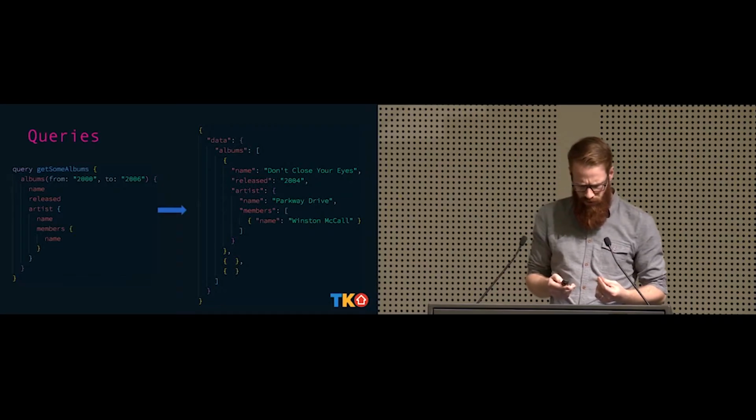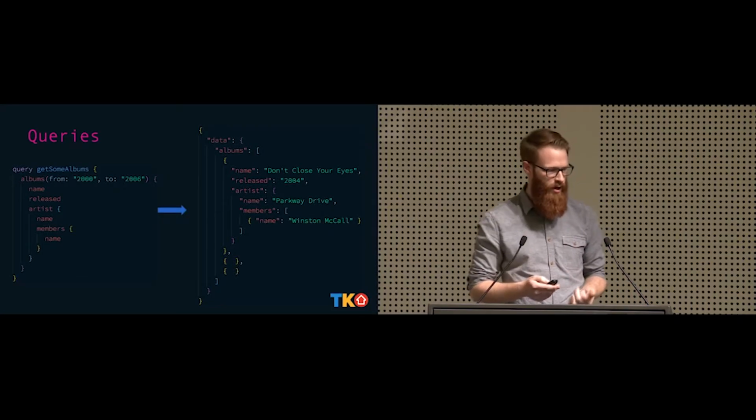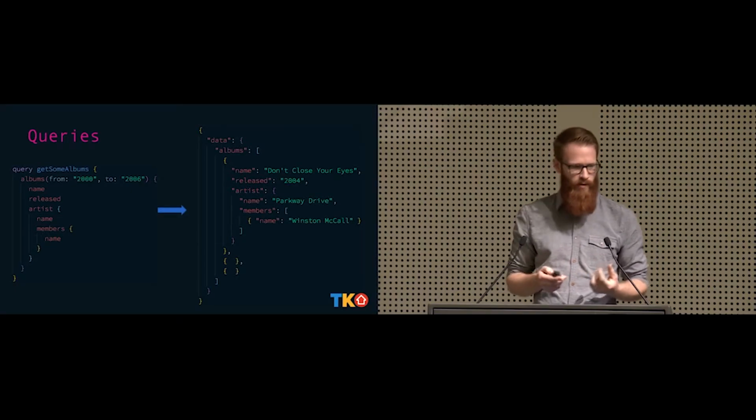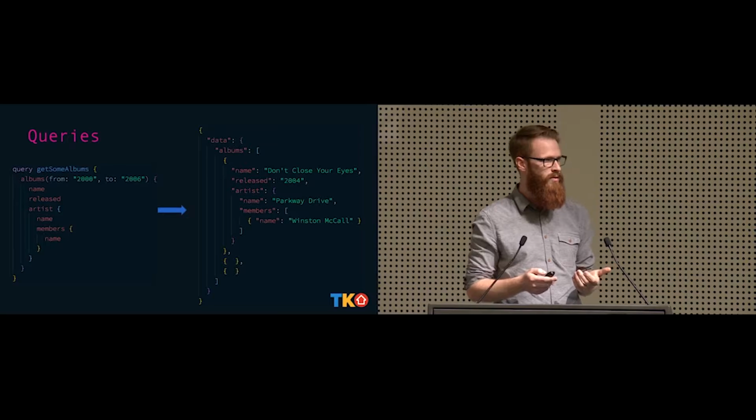So we've seen how clients can ask for data through the queries that we've defined, but how does GraphQL actually fetch this data behind the scenes?